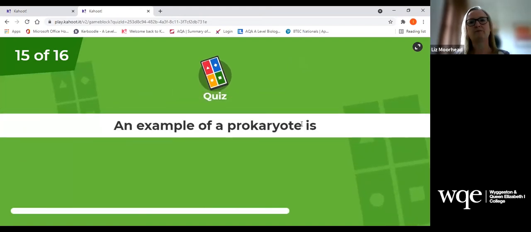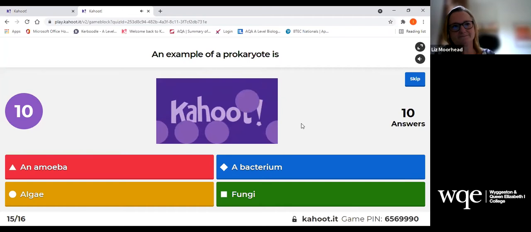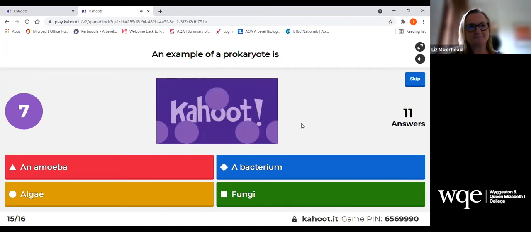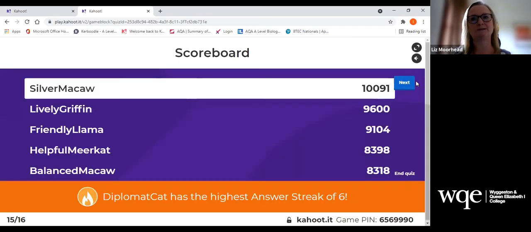An example of a prokaryote, is it an amoeba, an algae, a bacterium, or a fungi? Well done, those of you that got that right. So fungi, of course, do have a nucleus. Prokaryotes don't have a nucleus, and that's bacterium was the correct answer. Oh, we've got a new leader, Lively Griffin.